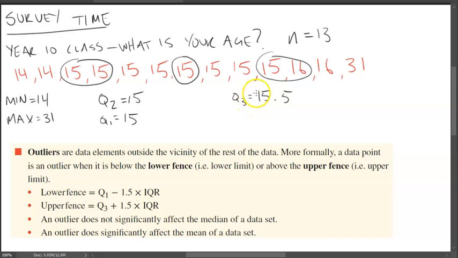Oh my goodness, that's a tongue twister. I can't talk right now. Tongue twister. There we go. I can't even say tongue twister right. So we've got a 5-number summary.